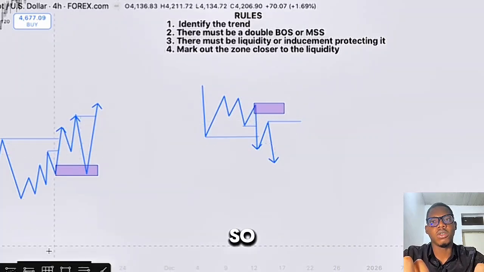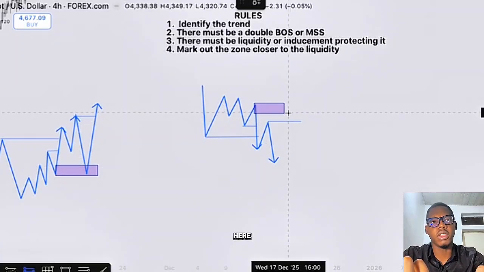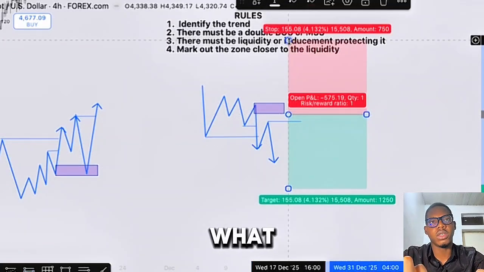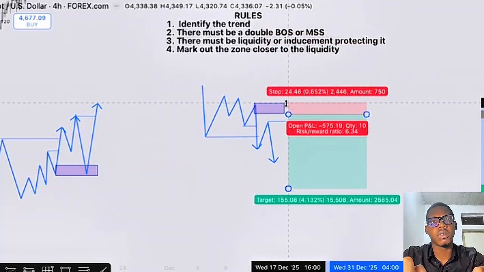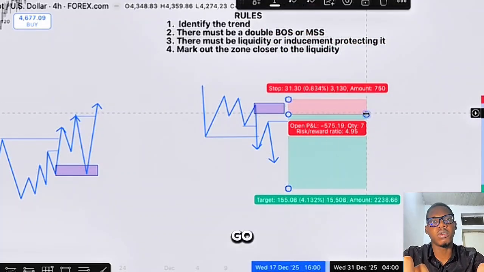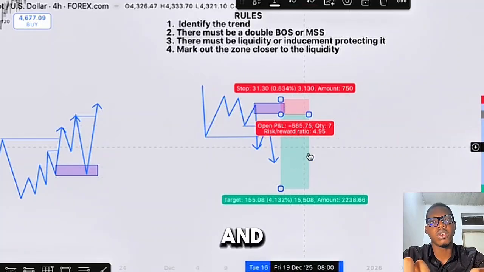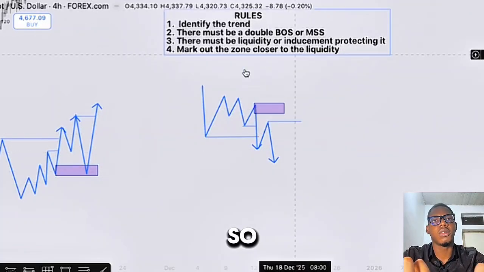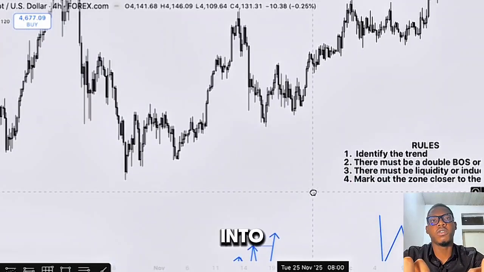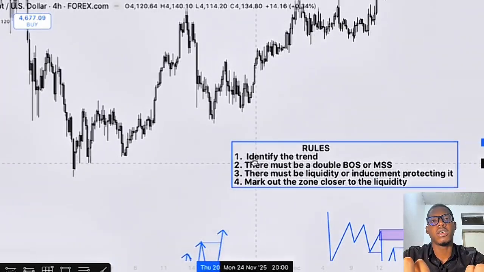So we're expecting that price is going to come into this level right here and would sell. Stop loss, see this, and would sell. So that is that. Now let's move into the price first chart.